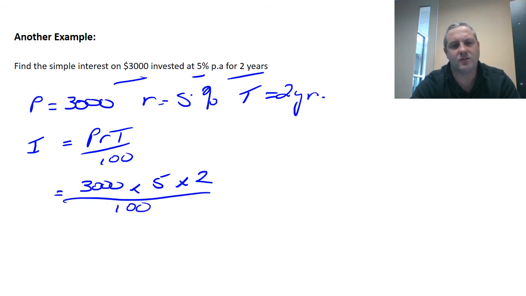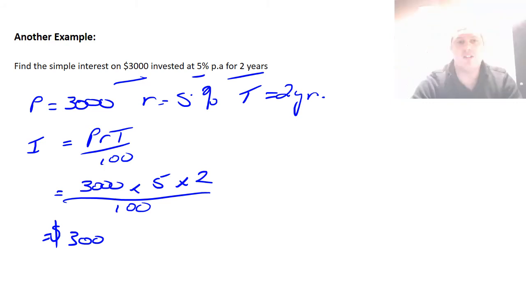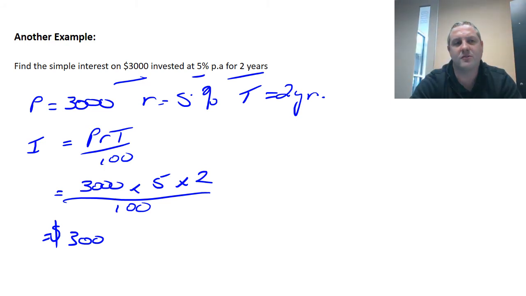Now we know 5 times 2 is obviously 10. 3,000 times 10 equals 30,000, divided by 100 equals 300. So basically over those 2 years you're going to earn $300 on top of it. That means at the end of the 2 years you'll now have $3,300.